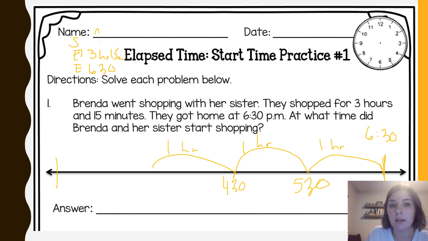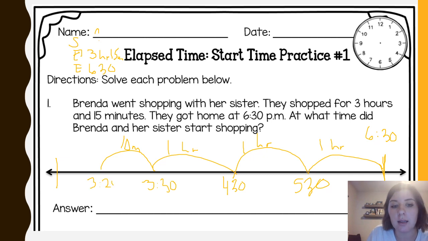I'm keeping my eye on that 3 hour, 15 minutes. I don't want to go over 3 hours taken away. 4:30 minus 1 hour is 3:30. Now I have to take 15 minutes away. That's a little confusing for me, so I'm going to start by taking away 10 minutes because that's easier in my head. 3:30 minus 10 minutes would be 3:20.